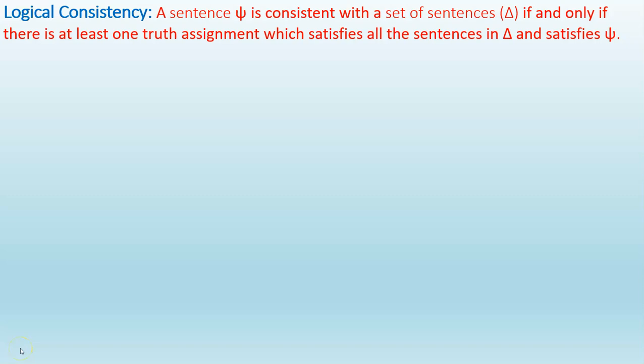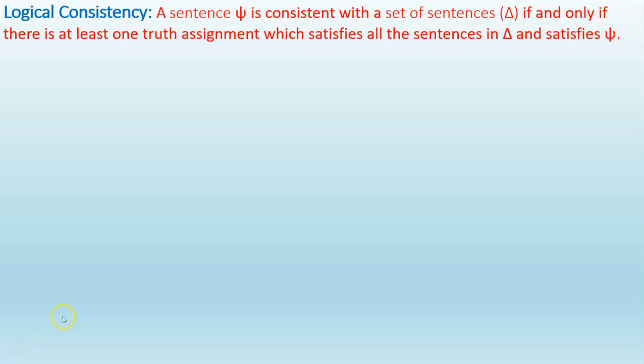Right, logical consistency. Up until now we've talked about logical equivalence and logical entailment, and now we're going to talk about another relationship between sentences called consistency. So quickly, just to state the definition: a sentence psi is consistent with a set of sentences delta if and only if there's at least one truth assignment which satisfies all sentences in delta and satisfies psi.